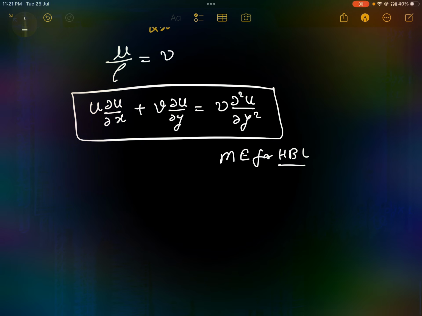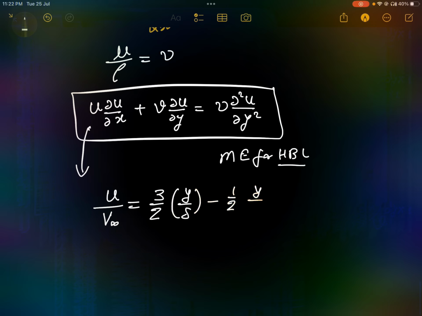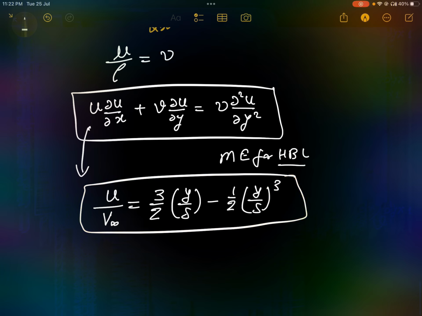And when you solve this differential equation, you will get the velocity profile like this: u upon u infinity is equal to 3 by 2 y by delta minus half y by delta cubed, which I have written directly in the earlier sessions, where we were getting the velocity profile inside the hydrodynamic boundary layer. It is actually the cubic profile. Fine.